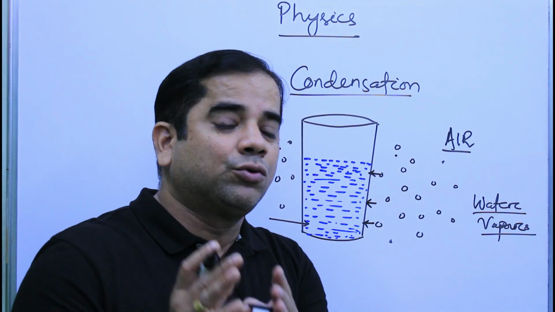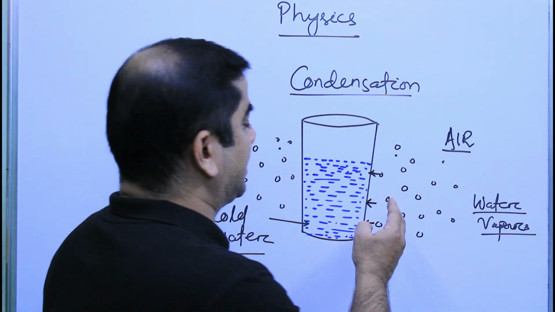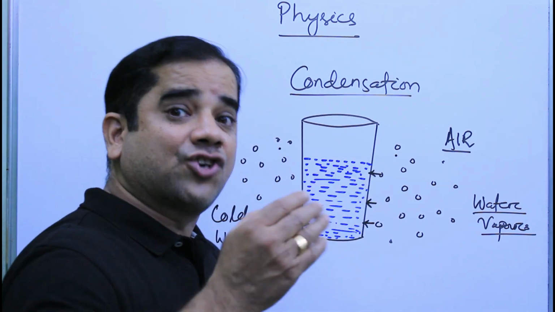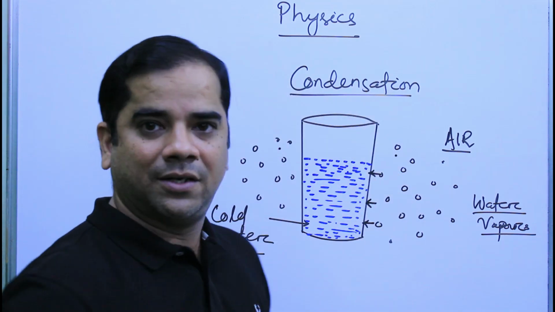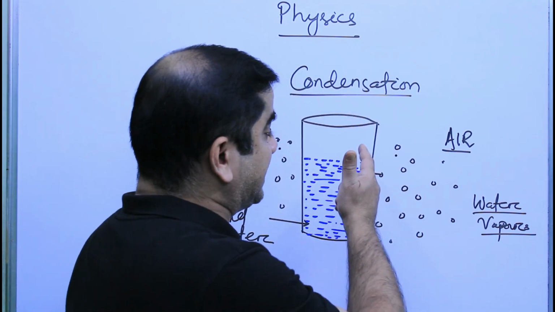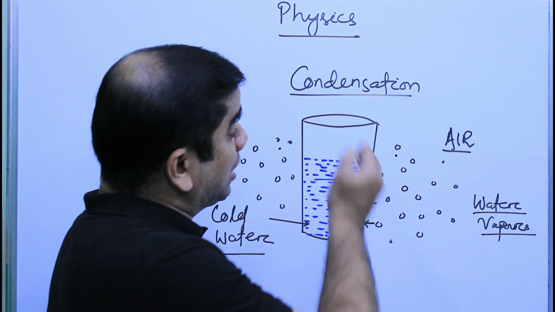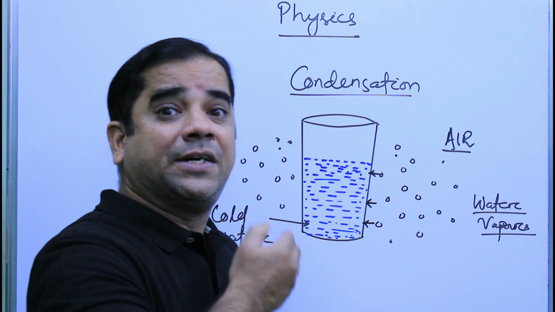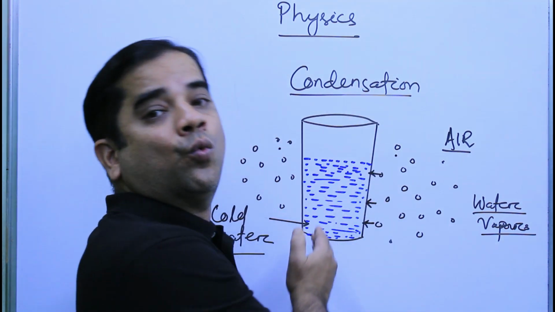So what will happen to that kinetic energy? The reason behind the loss of kinetic energy of the water molecules is the transfer of kinetic energy from water molecules to the surface of glass. Now what will happen? Water kept inside the glass is in contact with the surface of the glass. So the kinetic energy will be transferred from the surface of the glass to water.